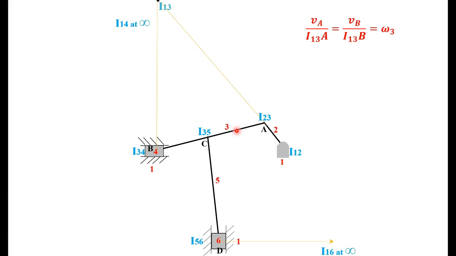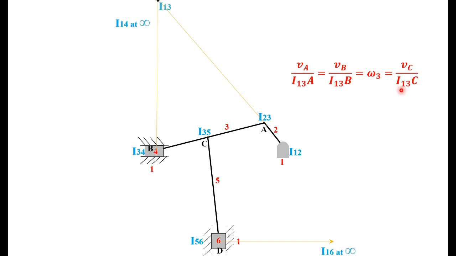Okay, so any point in AB, velocity of any point on AB divided by the distance of that point from center will give you what? Angular velocity, or the same ratio. So you can add VC by I13C with this same expression. Then you can measure I13C. So the only unknown will be VC, so you will get the answer for VC. So you find the velocity of VC from this.